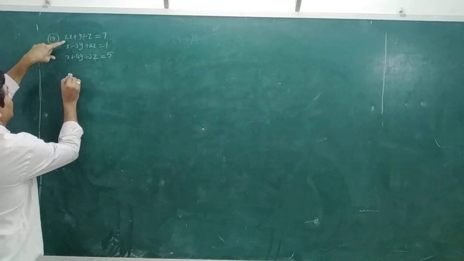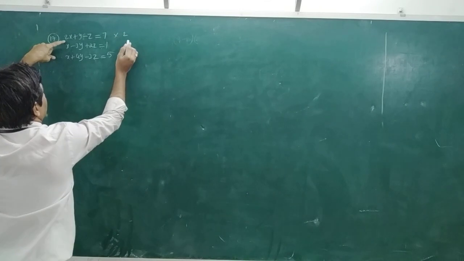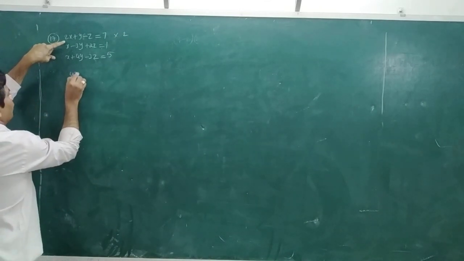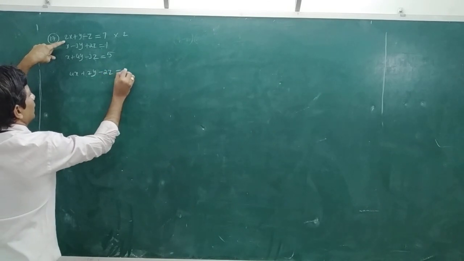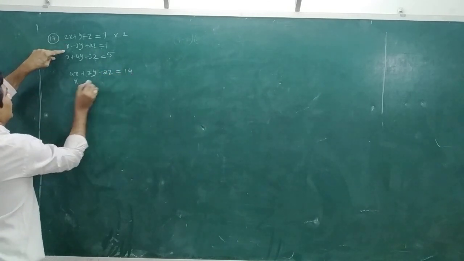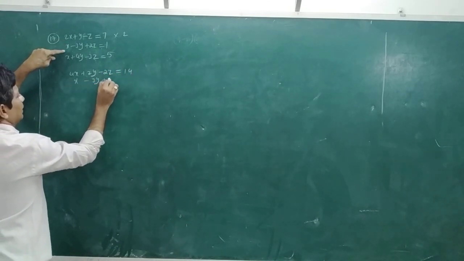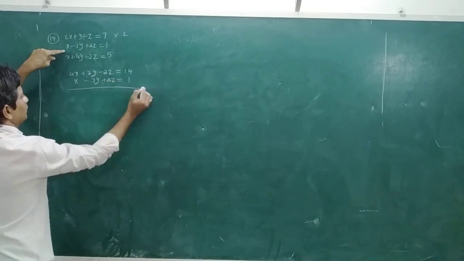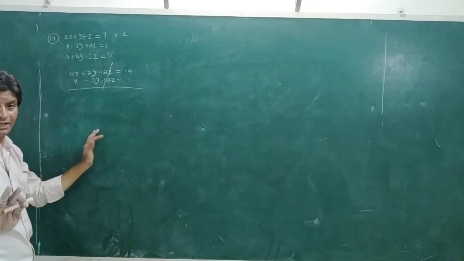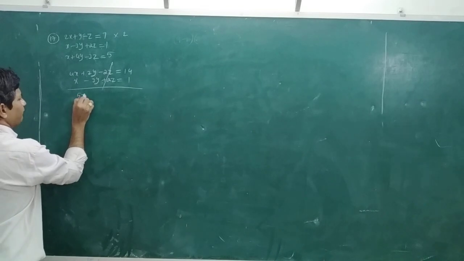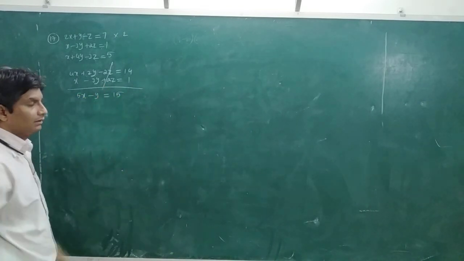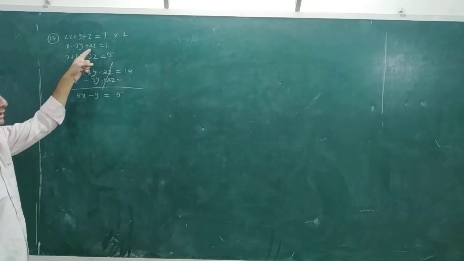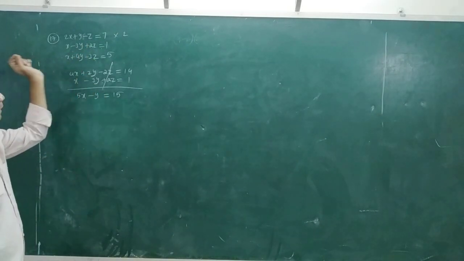Now, for the first equation, I am multiplying with 2. This is 4x plus 2y minus 2z equal to 40. Right? And this one: x minus 3y plus 2z equal to 1. Add these two, z gets cancelled. That means z is eliminated. This gives 5x minus y equal to 50. So from the first two equations, I am eliminating z.